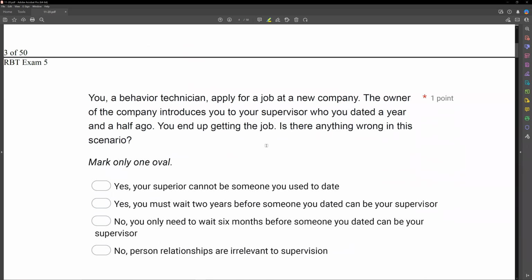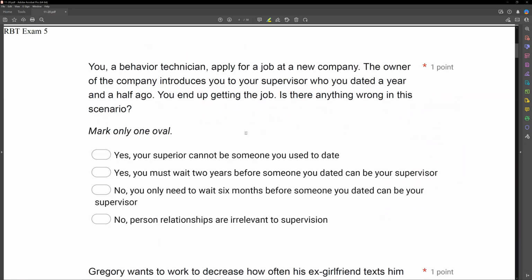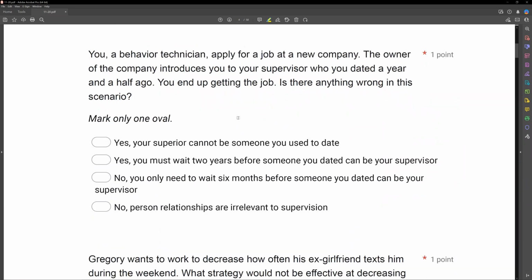You, a behavior technician, apply for a job at a new company. The owner of the company introduces you to your supervisor, who you dated a year and a half ago. You end up getting the job. Is there anything wrong in this scenario? Okay, think about this scenario. You're a behavior technician. You apply for a job at a new company.